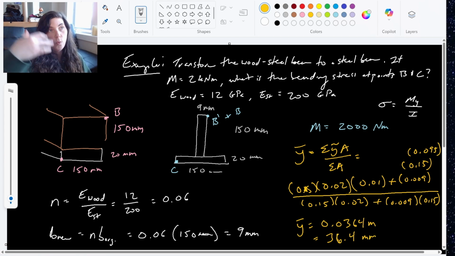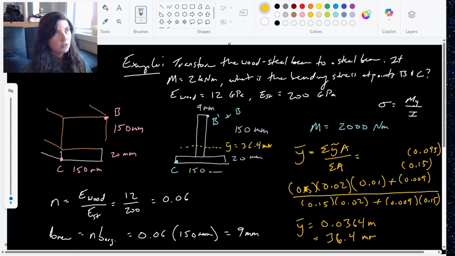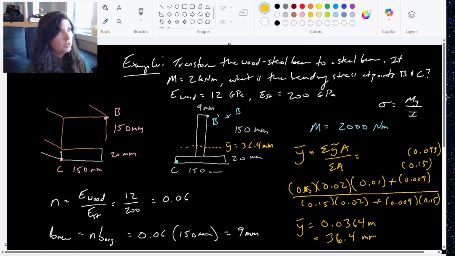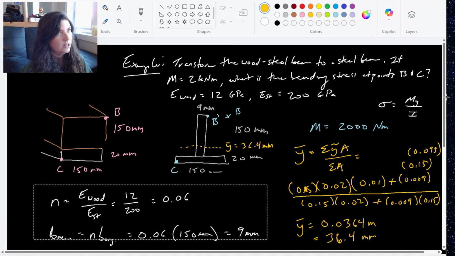So now I can get my y locations for the distance from the centroid here. Centroid somewhere in there, 36.4 millimeters. Distance from my centroid to point C and from my centroid to point B prime. And then the only other thing I'm missing in my bending equation here is the moment of inertia. So I'm going to erase all my transformation factor stuff. I got what I needed.